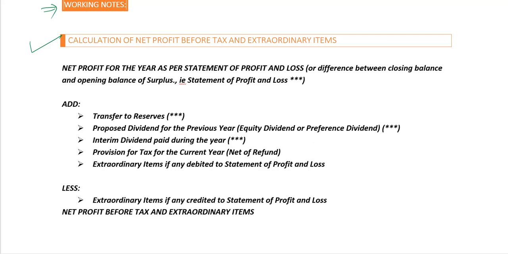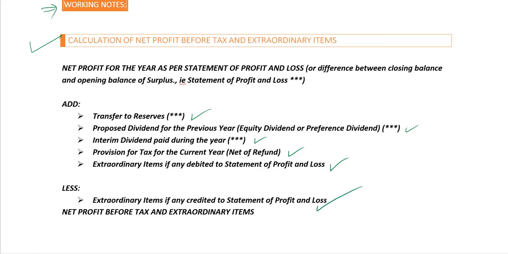We need to add these: any transfer to reserves, the proposed dividend for the previous year, whether it's equity dividend or preference dividend. We also need to add the interim dividend paid during the year. The provision for tax for the current year, net of refund, we need to add. And in case there are any other extraordinary items relating to operating activities which are debited to the statement of profit and loss, it needs to be added, and the same, any extraordinary items credited to statement of profit and loss has to be deducted.